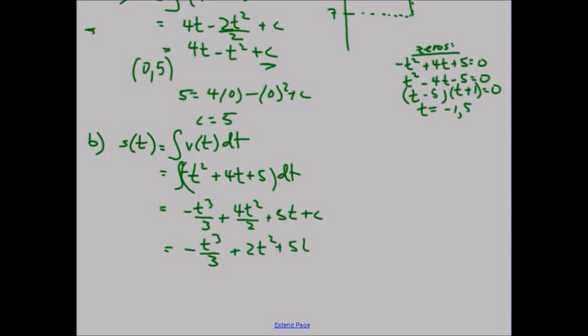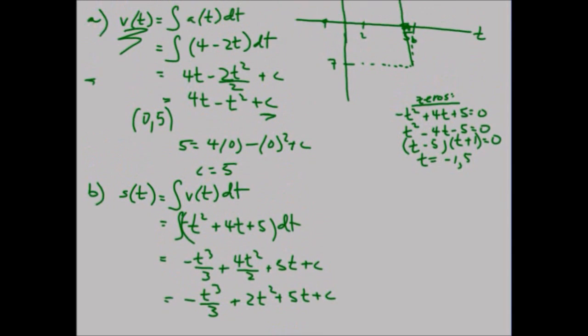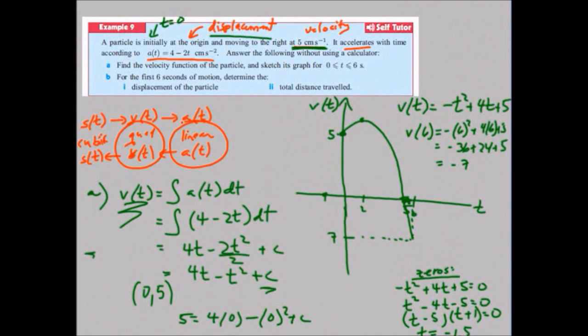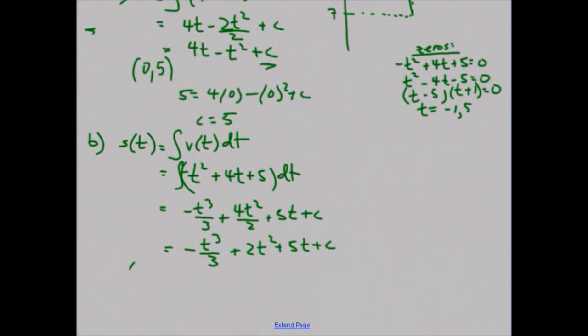And simplifying looks like this. Now remember, in our original information, a lot was said up here, even though it's just a little question. A particle is initially at the origin. So now we've got the displacement function. It's initially at the origin. That means that we have this point on our displacement graph, (0, 0). We can substitute that in to calculate c, and we can see that c would be 0.